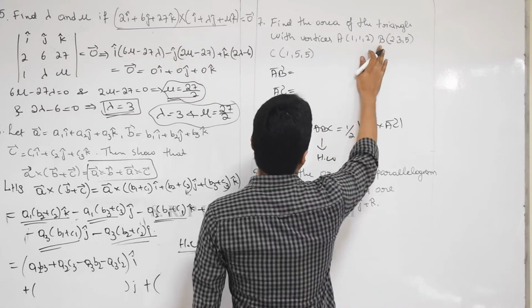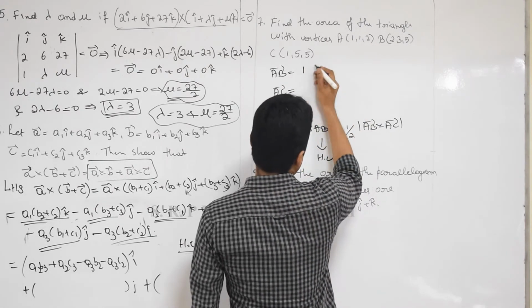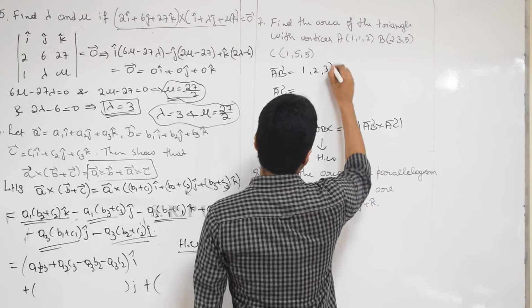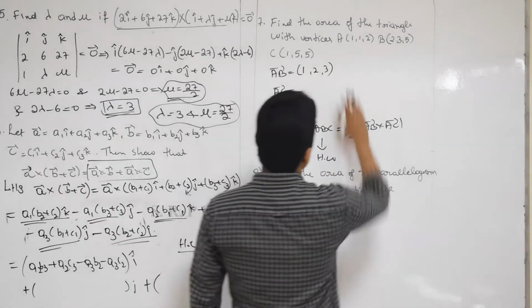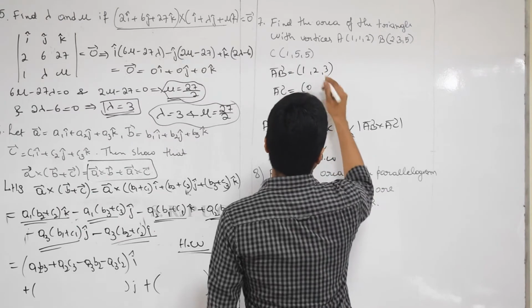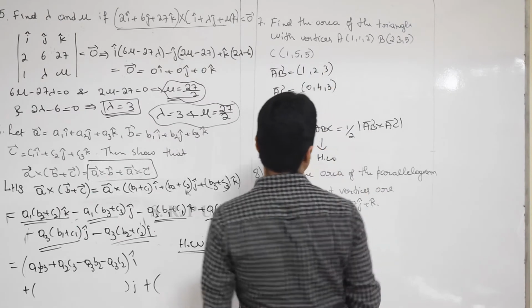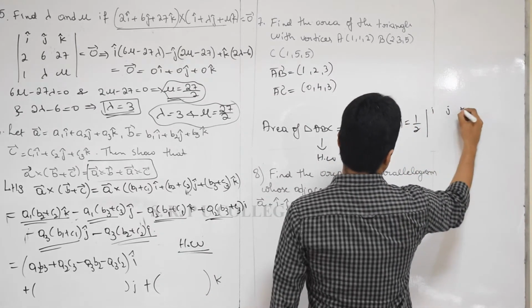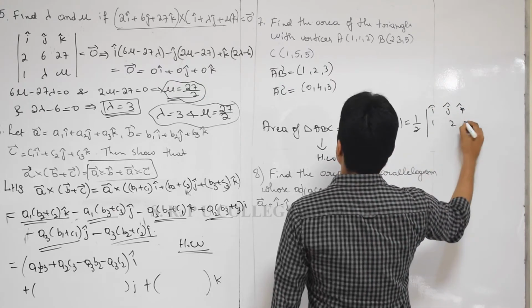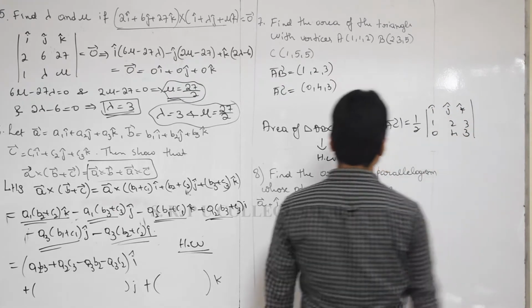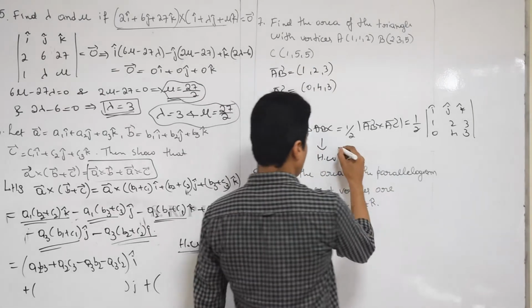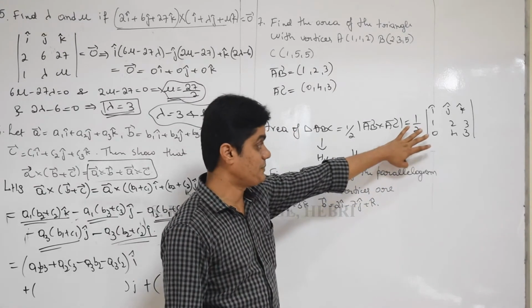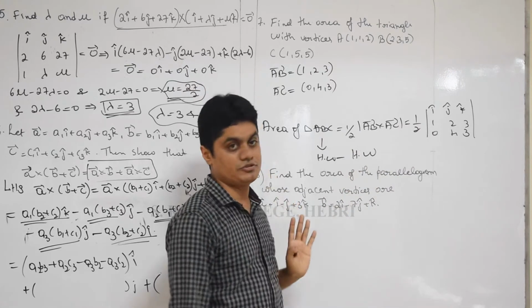Okay, what is vector AB? OB minus OA, 2 minus 1, 1. 3 minus 1, 2. 5 minus 2, 3. So this is AB. Correct? AC will be 1 minus 1, 0. 5 minus 1, 4. 5 minus 2, 3. So now how to write this directly? This is half into IJK, coefficients 1, 2, 3, 0, 4, 3. Then expand, find its magnitude, you will get the answer. So this is again a homework problem. Complete it. Expand, take the magnitude, multiply by half, you will get the area of the triangle.